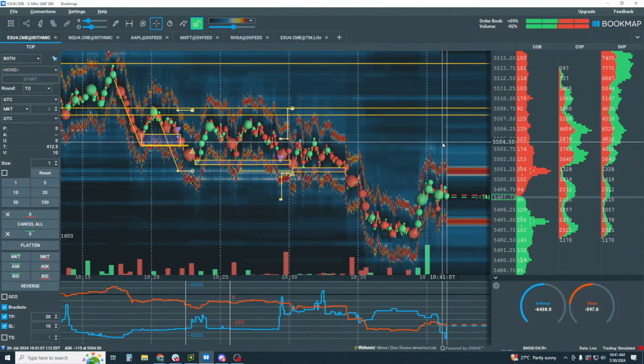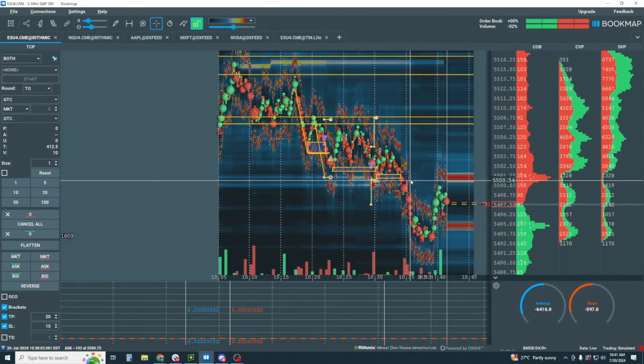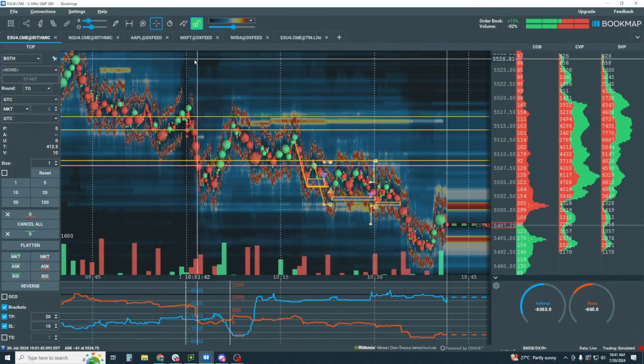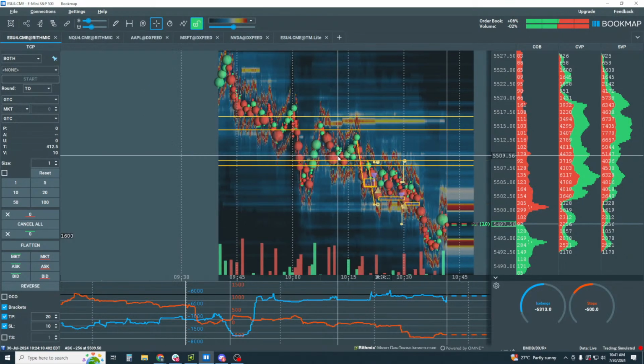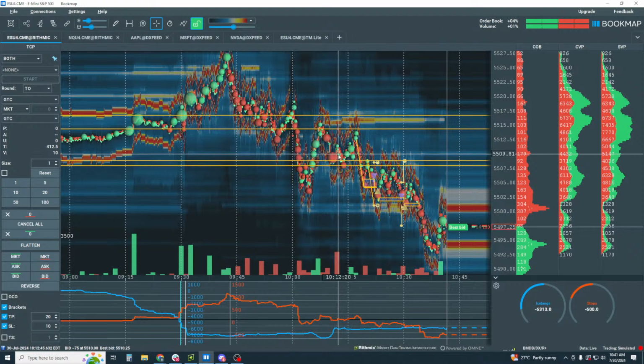So, you have to pick your markets. I feel that futures markets, especially with now these micros, is excellent.